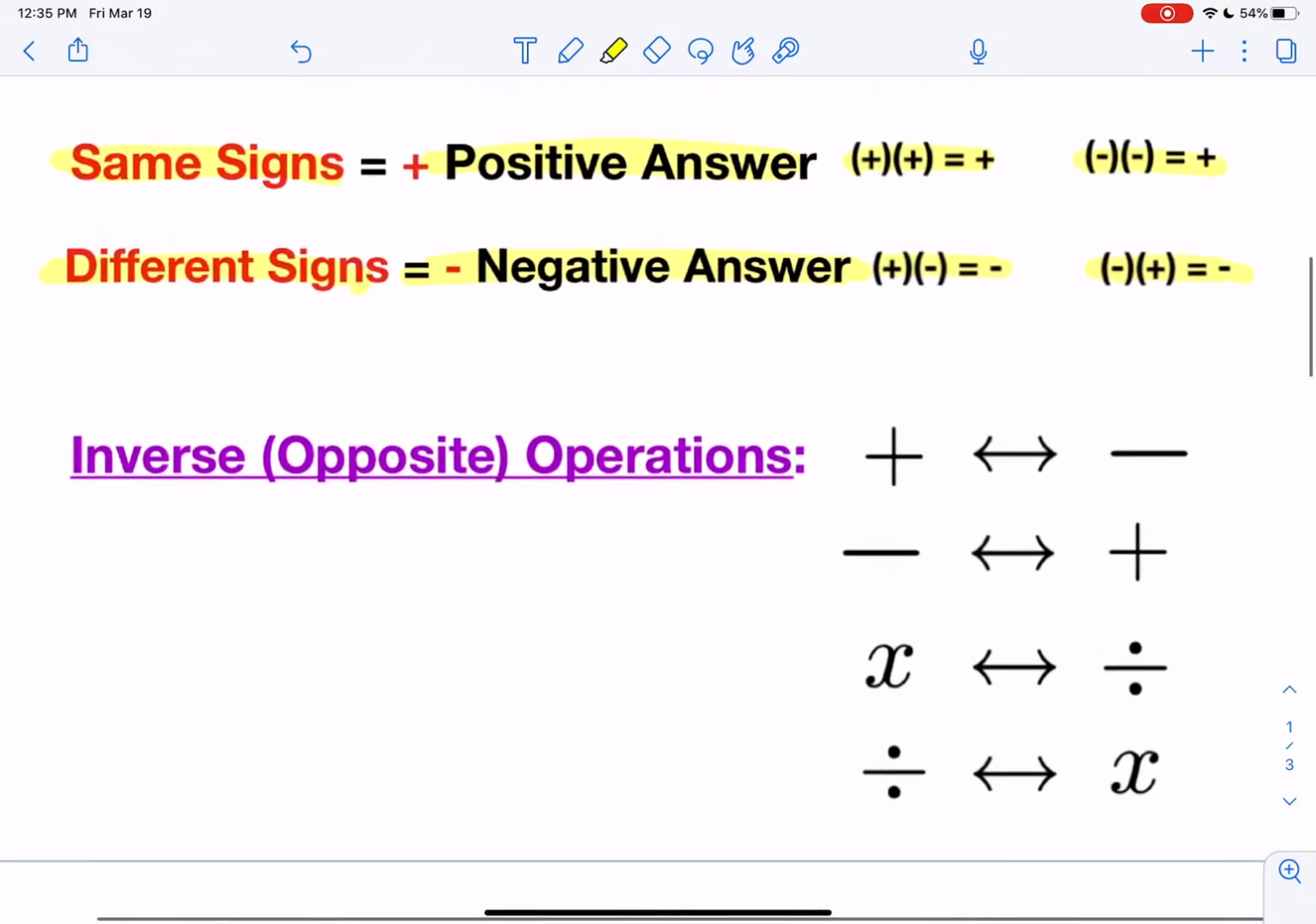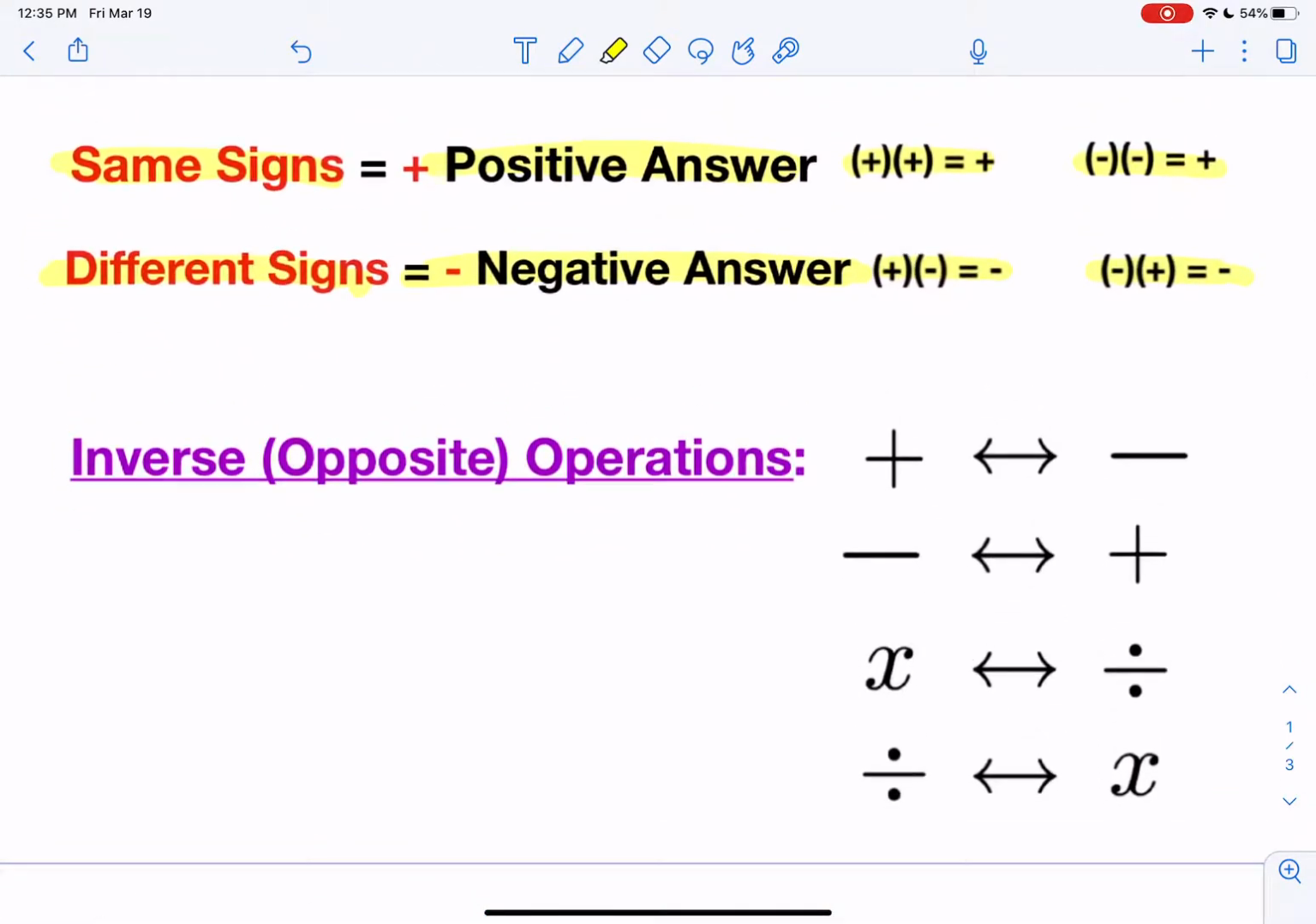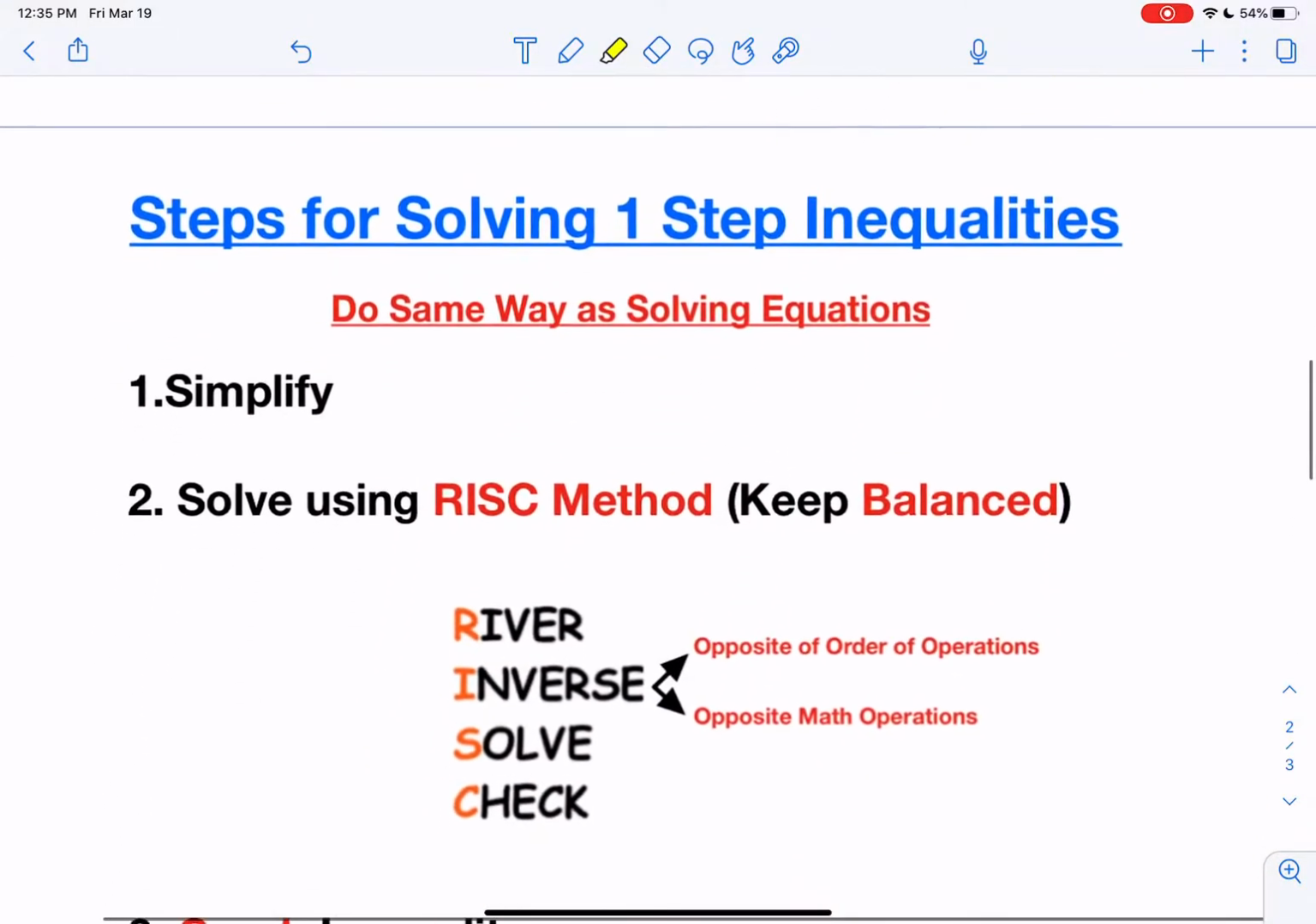And last but not least, inverse operations. We need to remember that the opposite of addition is subtraction, the opposite of subtraction is addition, the opposite of multiplication is division, and the opposite of division is multiplication. Okay, so let's get started.